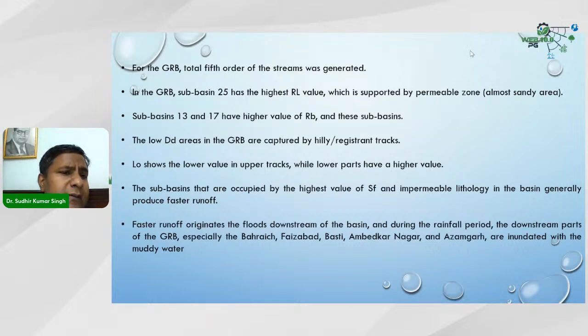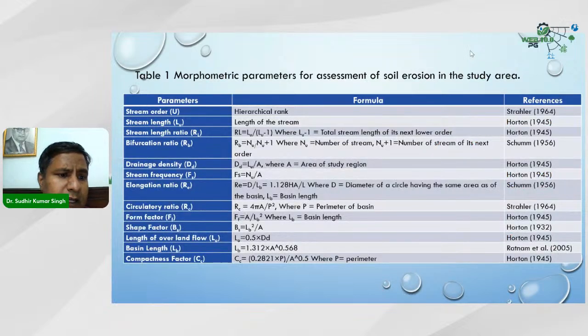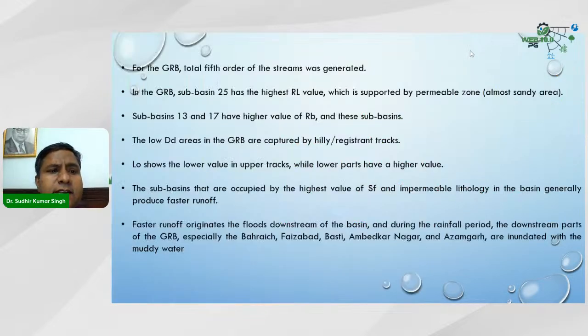For the Ghagra River Basin, a total of fifth order of the stream was generated, and sub-basin 25 has the highest RL. RL is the short form of stream length ratio. So RL is stream length ratio, and 25 has the highest stream length ratio. Sub-basins 13 and 17 have a higher bifurcation ratio and low drainage density.